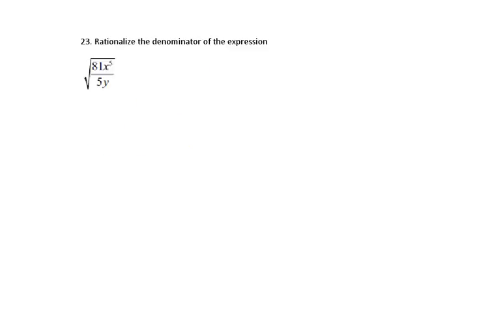23 would like us to rationalize the denominator. First, let's take the square root where it's possible. Up top, you see 81. I love 81 because 81 is perfect. It's 9.